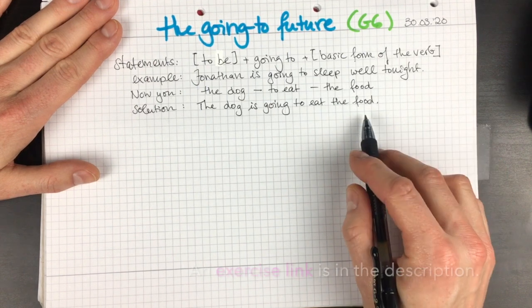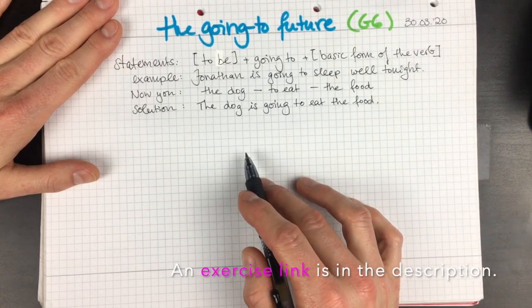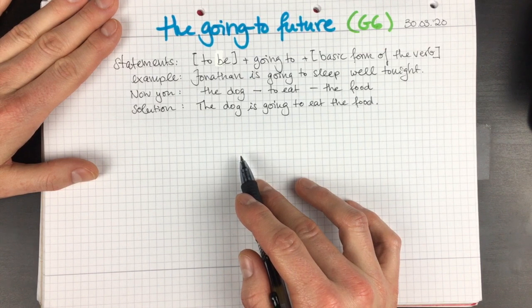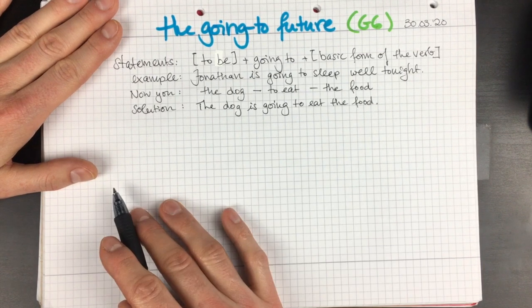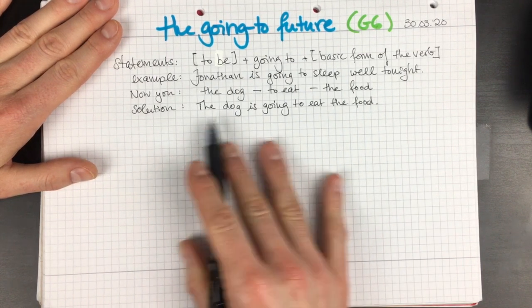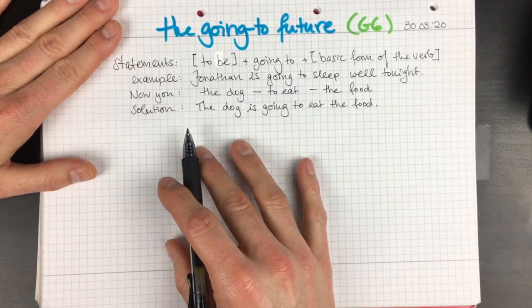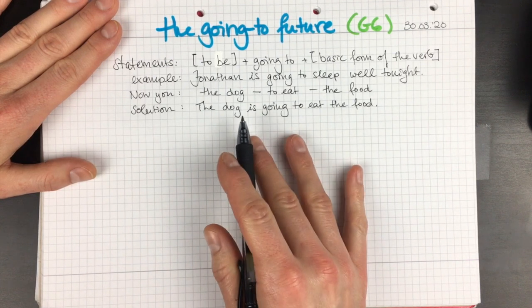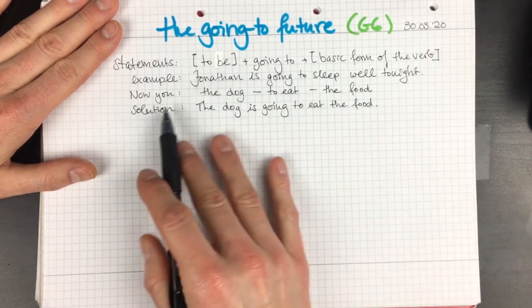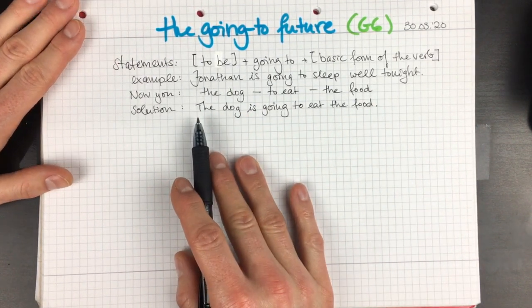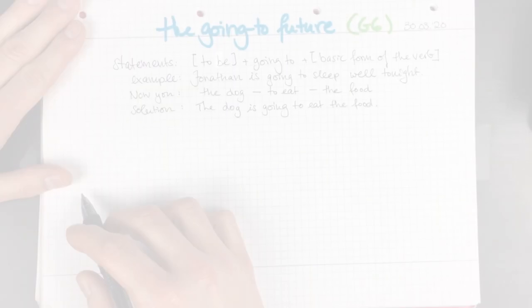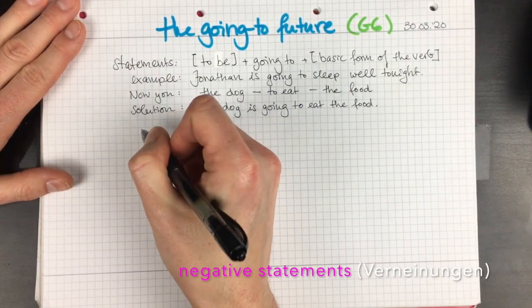Well done. And at this point you can check my video description. I have linked to an exercise that you can do to just practice statements in the going to future. It is good if you do these exercises first and make sure that you understand this, and then you can continue to the next part. The next part are negative statements.